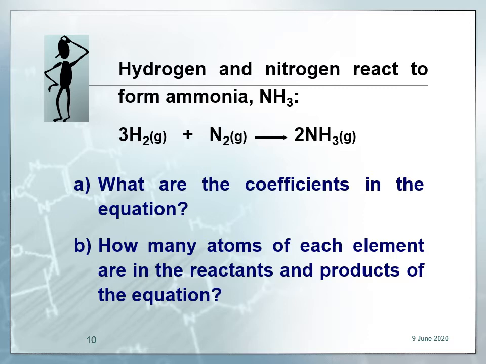Hydrogen and nitrogen react to form ammonia, NH3. A. What are the coefficients in the equation? Answer. There are 3 coefficients: 3 for H2, 1 for N2, and 2 for NH3. B. How many atoms of each element are in the reactants and products of the equation? Answer. Reactants: 6 hydrogen and 2 nitrogen atoms. Products: also 6 hydrogen and 2 nitrogen atoms.